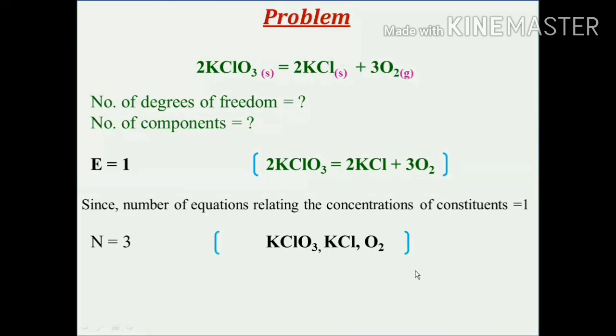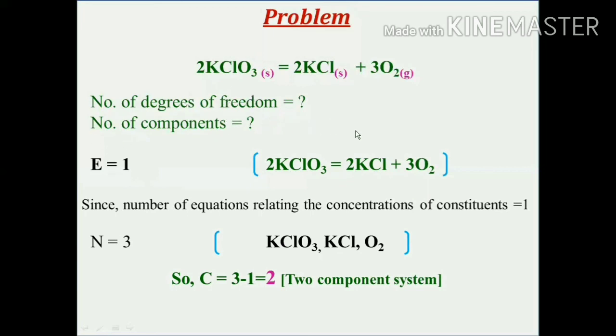So the number of species which are present over here is 3. Since C is equal to N minus E, that means C is equal to 3 minus 1, and that defines the system as a 2-component system. So the value of C comes out to be 2. This is the number of components, so we have solved one part of the question.